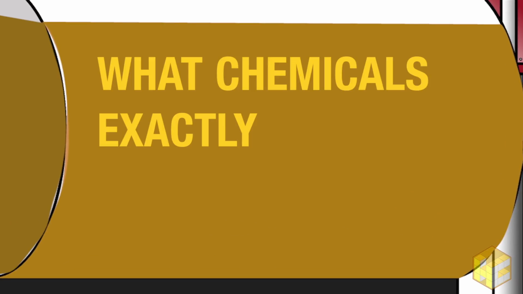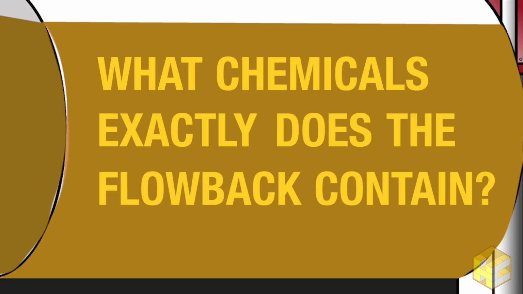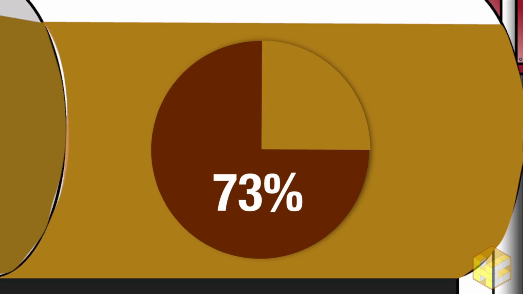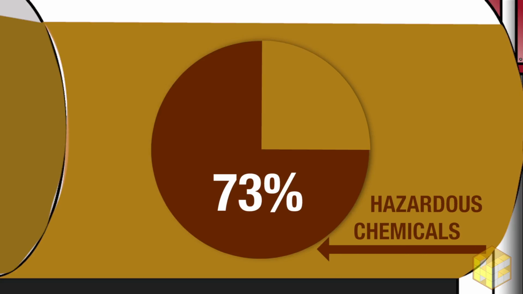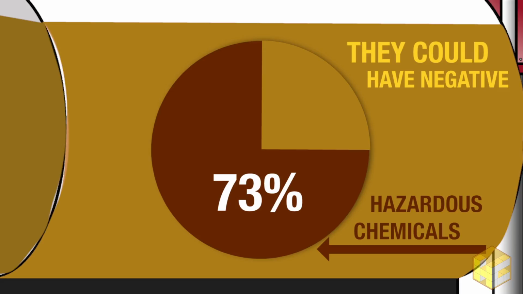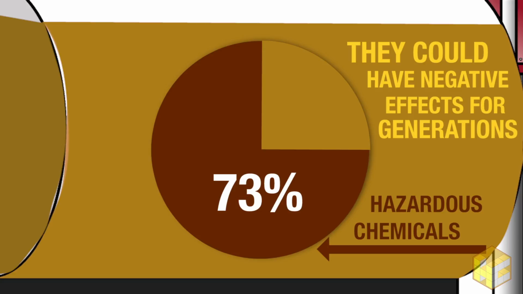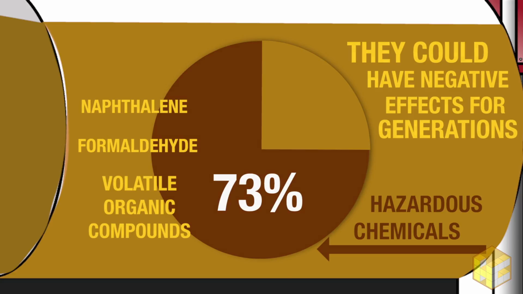What chemicals exactly does the flowback contain? It's difficult to say precisely because fracking companies are not required to disclose the chemicals that they use, but this is what we do know. 73% of fracking compounds are hazardous chemicals, some of which can actually alter epigenetic pathways, so if they do come into contact with people, they could have negative effects for generations. Known chemicals include naphthalene, formaldehyde, and volatile organic compounds.